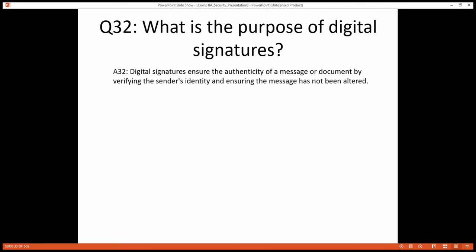Q32. What is the purpose of digital signatures? A32. Digital signatures ensure the authenticity of a message or document by verifying the sender's identity and ensuring the message has not been altered.